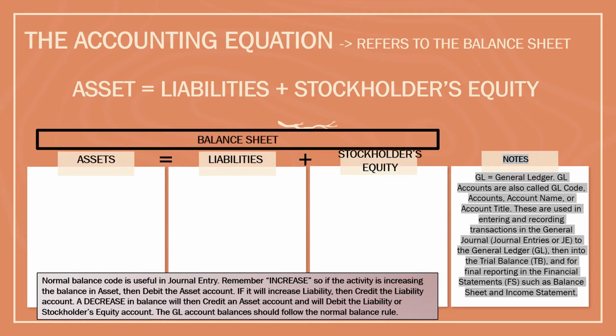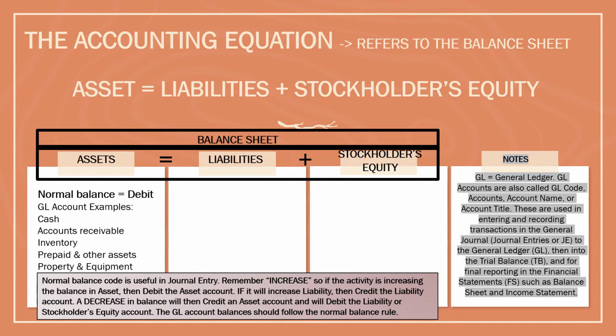So what's in our assets? Let's take a look at examples of which GL codes or GL accounts belong to the asset category. We've got cash, accounts receivable, inventory, prepaid and other assets, and property and equipment. As you can see on top, I also included a normal balance. The normal balance of an asset account is a debit. When we talk about normal balance, always think about increases. I have a note at the bottom here that says normal balance is useful in journal entries.